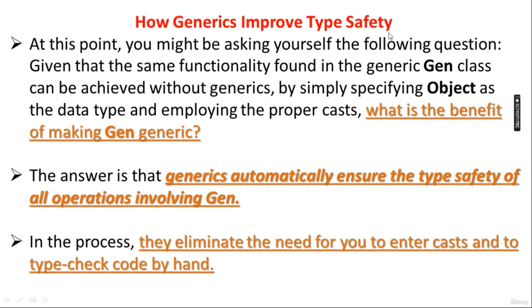The answer is that generics automatically ensure type safety of all operations involving Gen. In the process, they eliminate the need for you to cast from one data type to another and to type check code by hand. So every time, type checking will be done automatically.